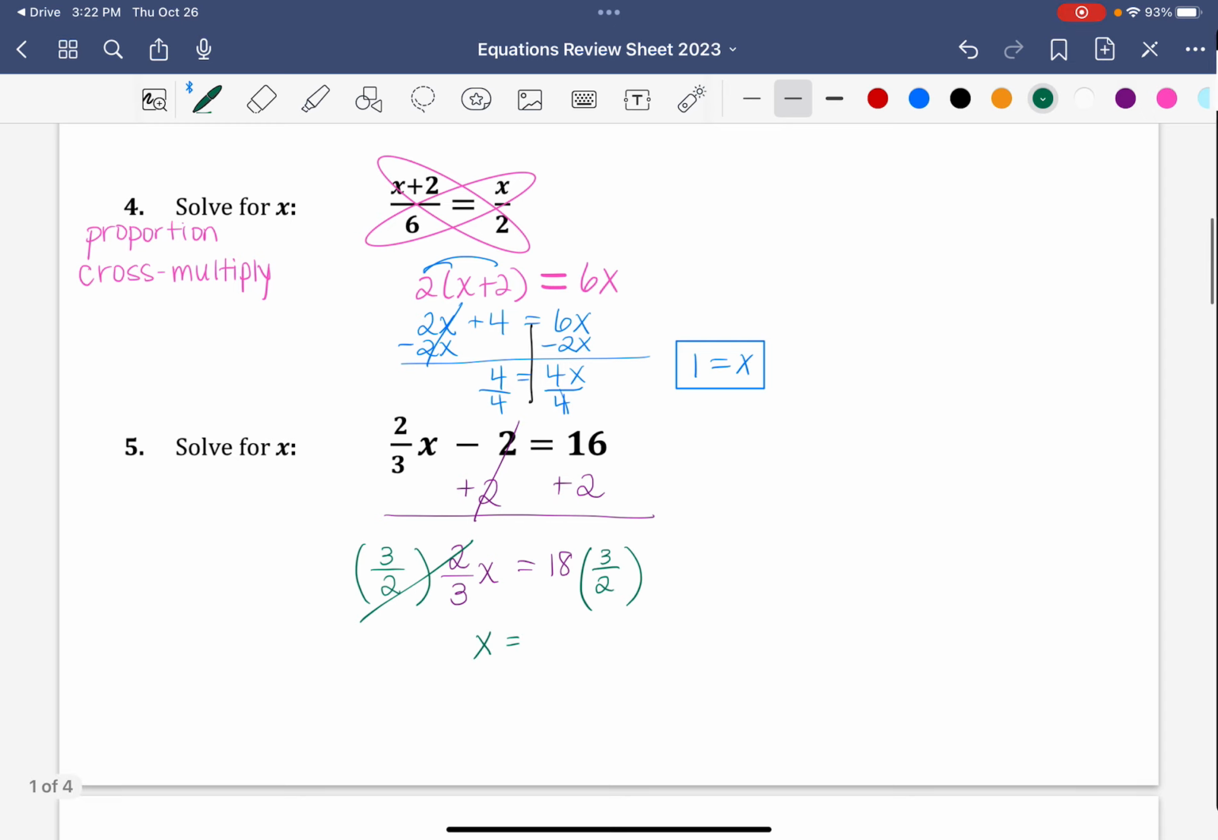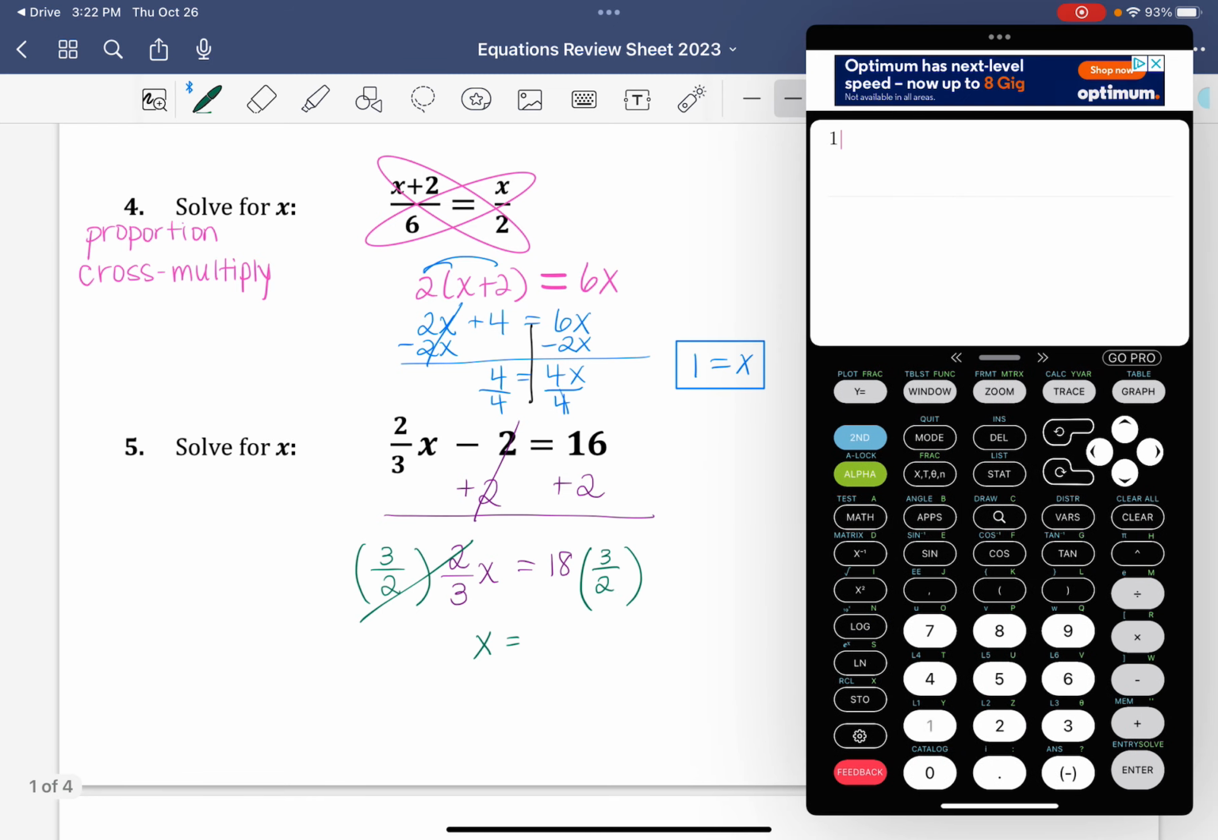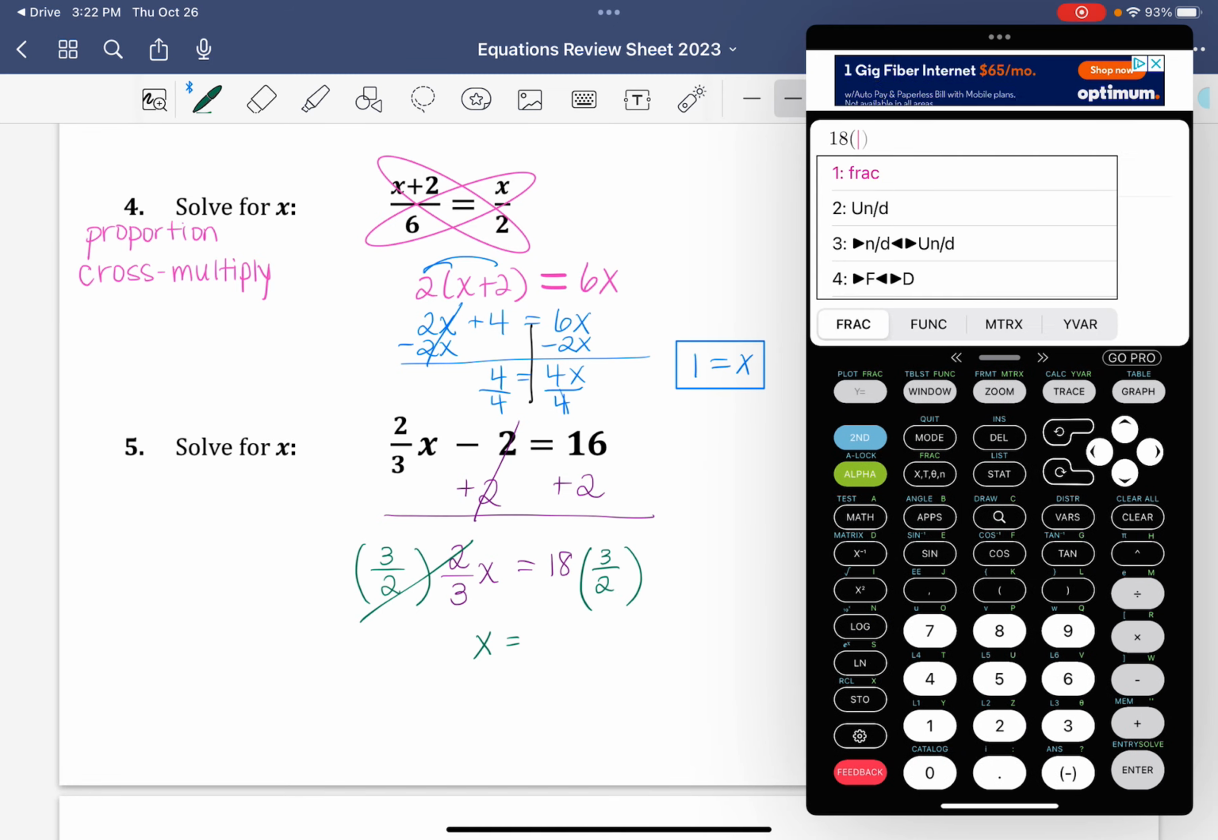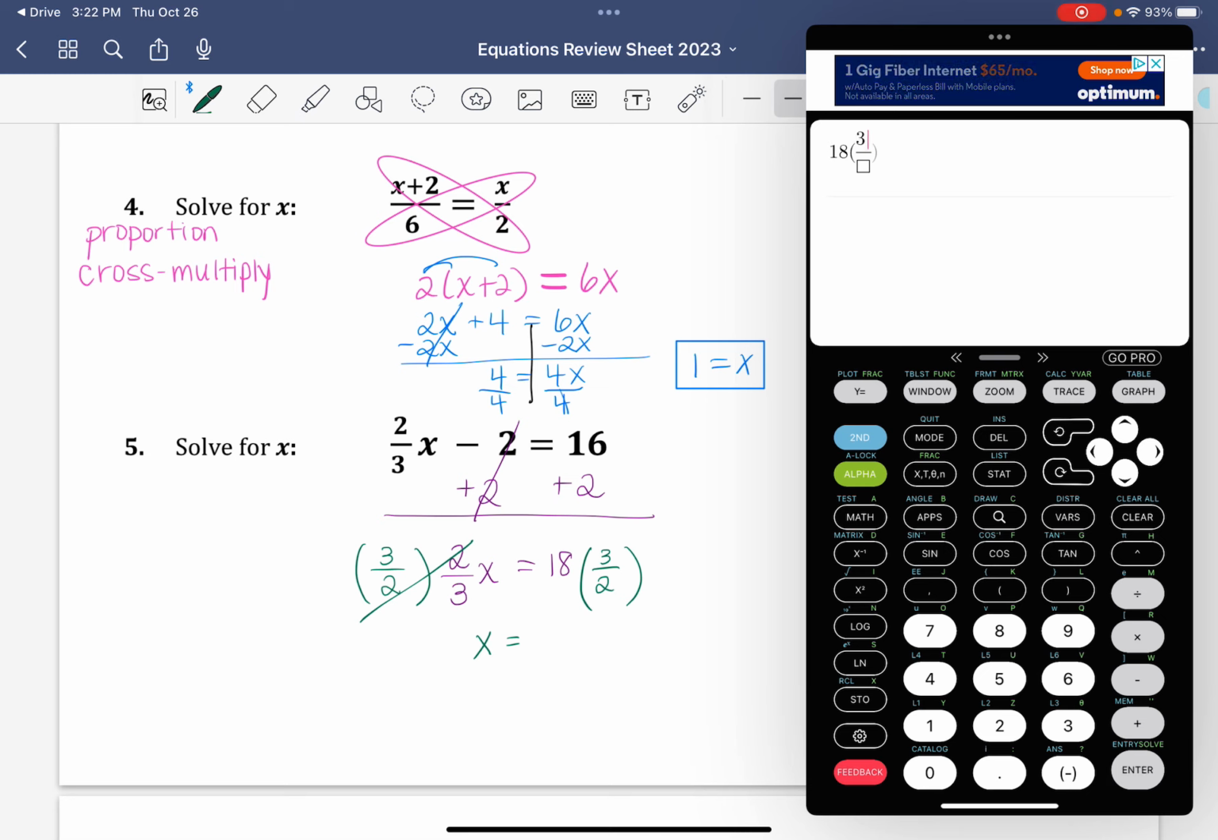And then we can just type this into the calculator. So 18 times 3 over 2 equals 27.